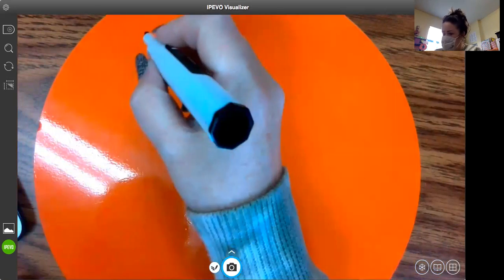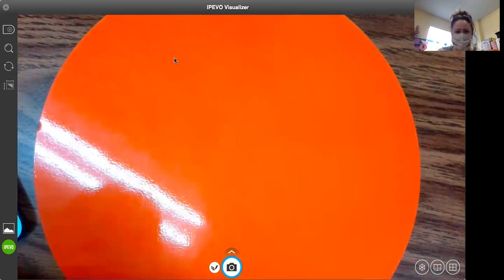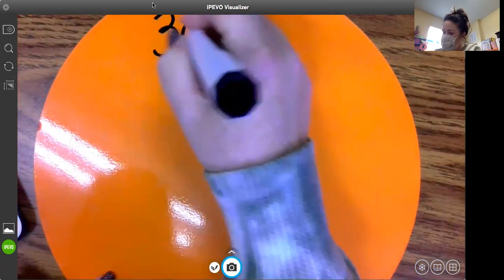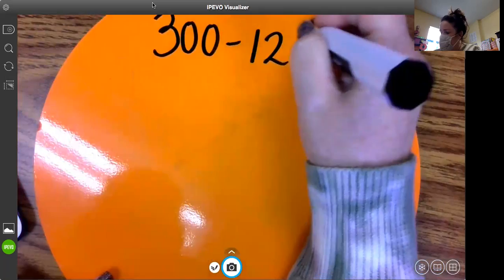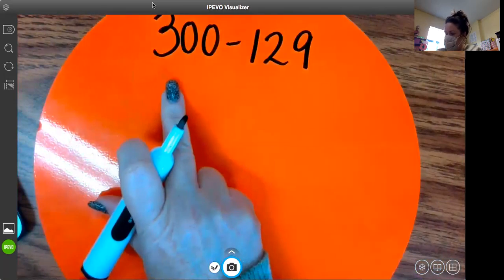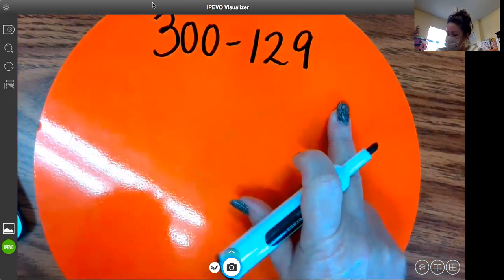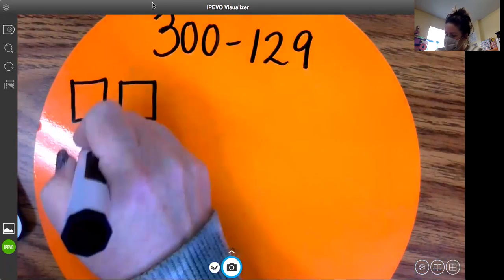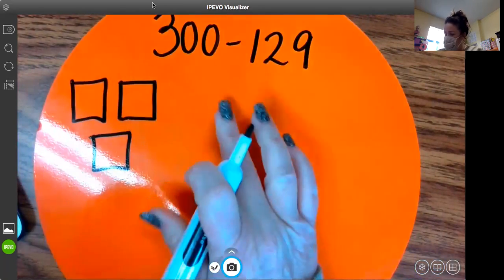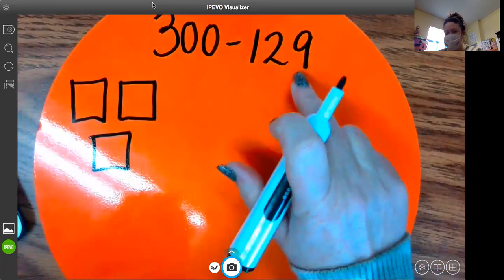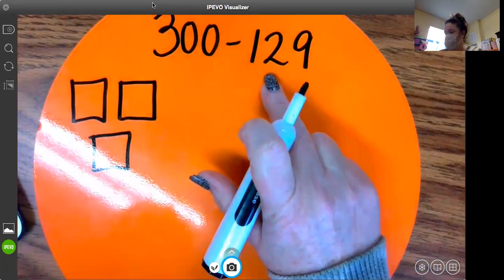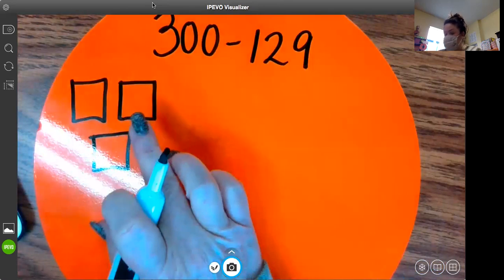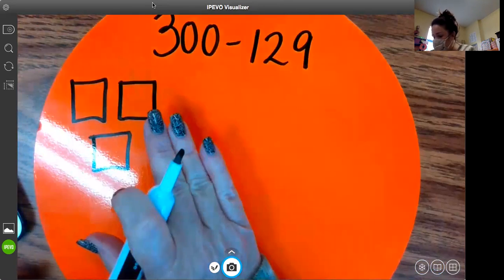In the problem 300 minus 129, we draw the first number with base 10 blocks. But in this case, we don't have any 10s or 1s to subtract our 10s or our 1s. So what we need to do is trade, and we call it trading at the bank.